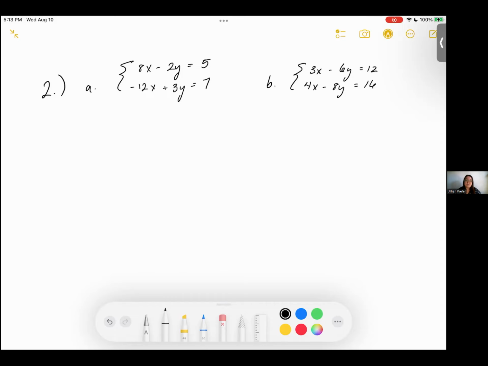If you like fractions and you want to stick with the substitution method, by all means, use it. But for a problem like this, if we want to avoid that messiness, we're going to go ahead and use the elimination method instead. So that's the one we're going to pick. We're going to use the elimination method.